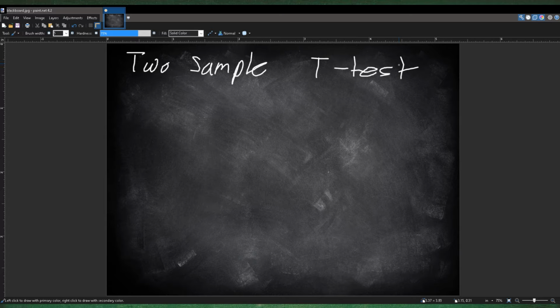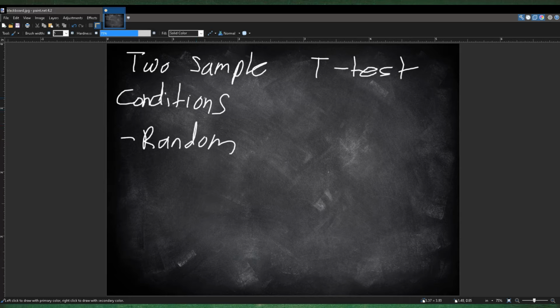Okay? Conditions. This is similar to a t-test, which is that the sample has to be random. So the sample is randomly selected. Sample is random. So it has to be using an SRS, which is a simple random sample.